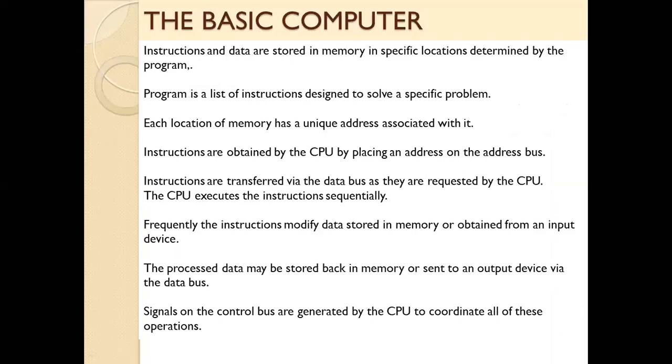Now let us see how a computer works and how we run it. Instructions and data are stored in memory in specific locations determined by the program. Now, what is a program? A program is a list of instructions designed to solve a specific problem. For example, you want to save some data on memory, you want to take out the data from the memory. You will do that with the help of a program. So the program will solve that problem, how you will put data on the memory and how you will take out data from the memory.